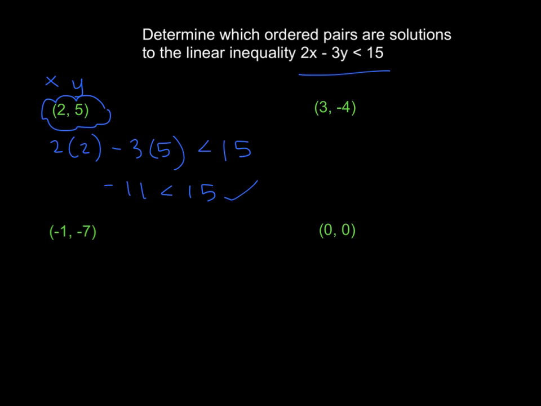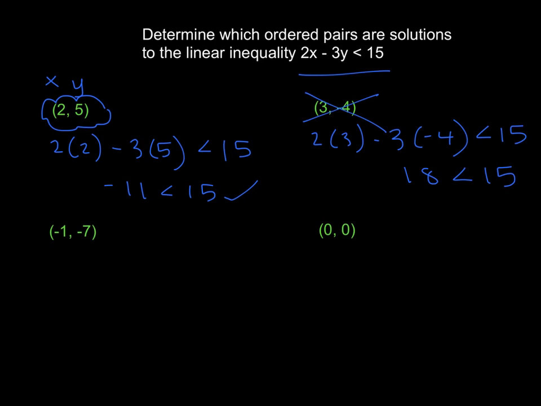So I'm going to use that same process on these other ordered pairs. So I'm going to do 2 times 3 minus 3 times negative 4, and I'm going to see, is that less than 15? So 2 times 3 is 6, and then I'm doing negative 3 times negative 4, and then when I combine those, I get 18. So 18 is not less than 15, so I know that this is not part of my solution.